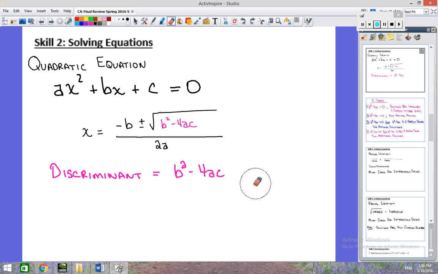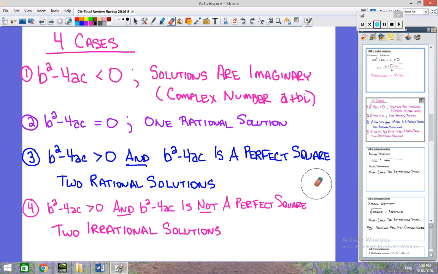So let's break that down a little bit, and write down what I was just saying verbally. You have four possibilities. Like I say, this discriminant could be negative, or it could be 0, or it could be positive. And when it's positive, maybe it's a number like 100 that's a perfect square, or maybe it's a number like 99 that's not a perfect square.